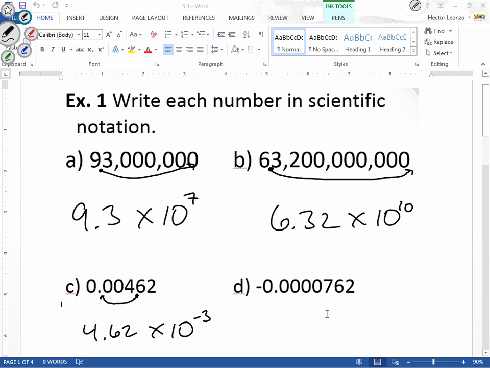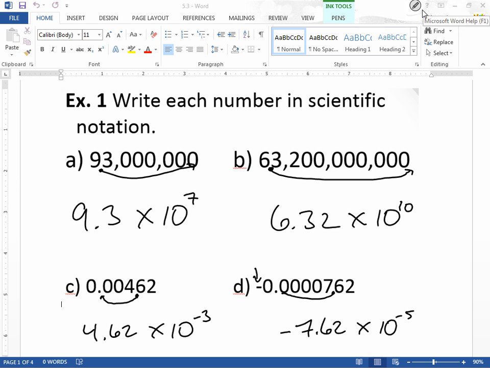Here, for my example D, to begin with, I'm going to do 7.62. I'm going to place a decimal between the 7 and the 6. I am going to include a negative sign in front of it because of the negative sign. So I have negative 7.62 times 10 to the power. I notice that in this case, I move my point to the left side, and I'm going to move it, let's see, 1, 2, 3, 4, 5. So I'm going to call this negative 5. So this is what we call scientific notation.